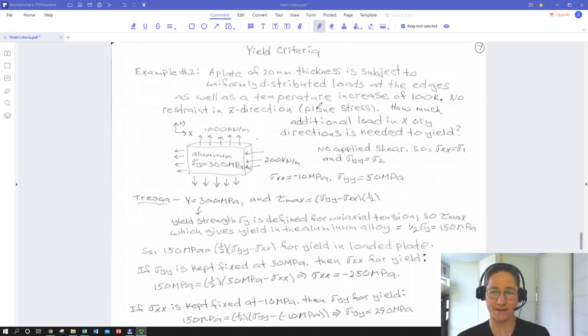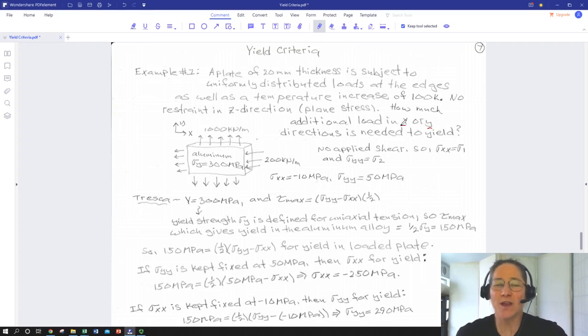We are told that in addition to these loads, we have a temperature increase of 100 K. We have no restraint in the Z direction, so we're in plane stress. We're asked to find how much additional load in the X or Y directions is needed to have yield. Yield criteria would be nice because we have a biaxial stress state and we need to relate that to a uniaxial stress state that was used to define the yield stress that we might have looked up in our handbook.